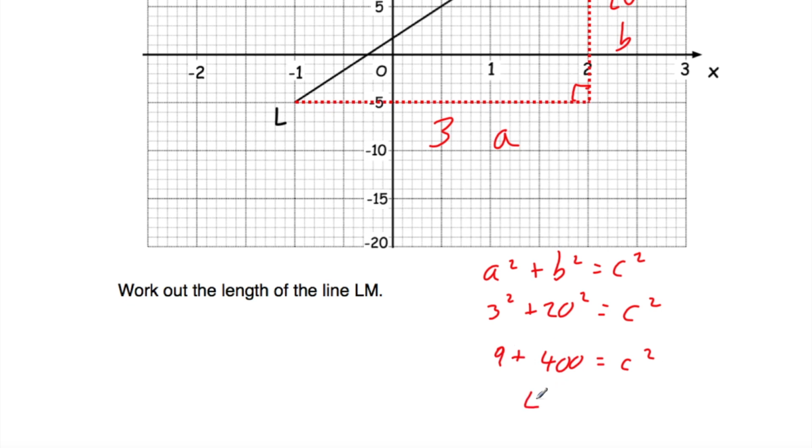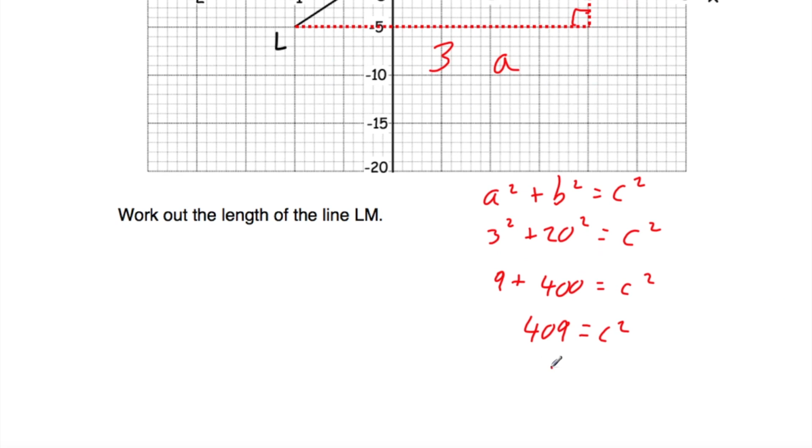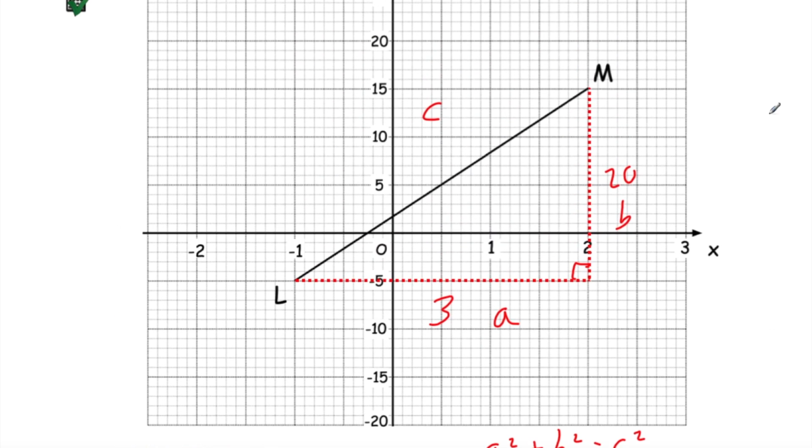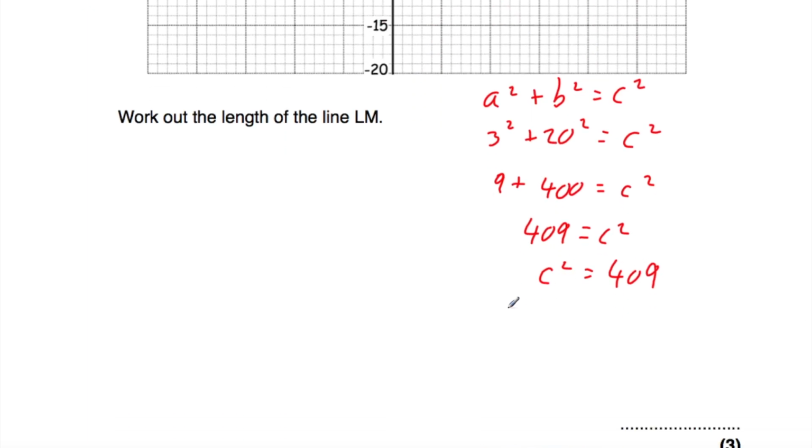9 plus 400 is 409 equals c squared. And then let's turn it around. C squared equals 409. And we want to work out the length of C. That's the length of the line LM, the length of that line. So we've got what c squared is. So to find c, we need to square root. We want to square root that 409. So c is equal to the square root of 409.